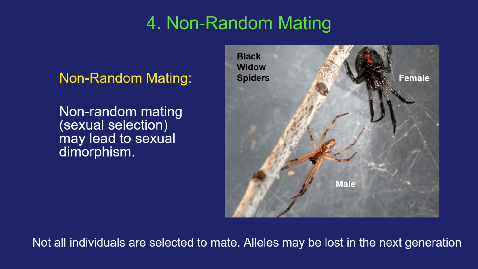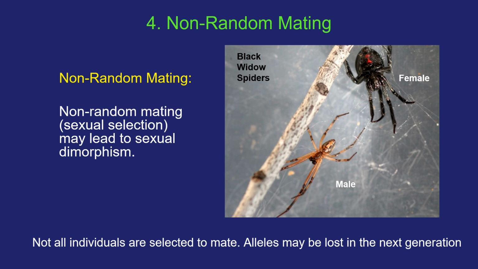Recall that random mating has no effect on allele frequencies. Non-random mating, or sexual selection, definitely does. If there are certain alleles that make a particular individual more attractive to the opposite sex, that individual is going to be more likely to mate. They're more likely to leave behind offspring, and probably more offspring, and that's going to increase the frequency of those alleles in the next generation.